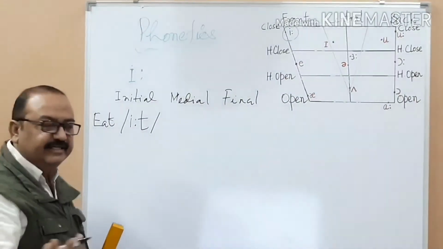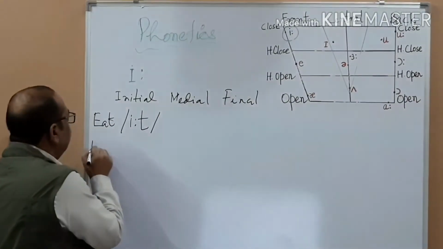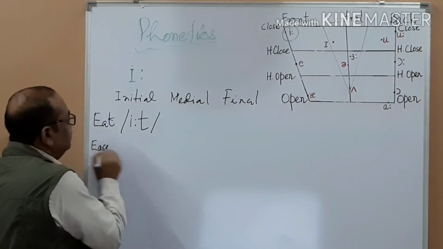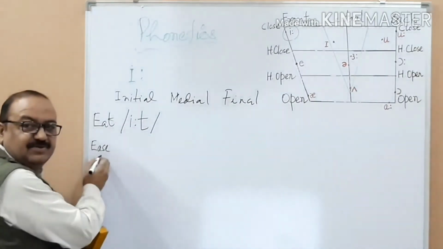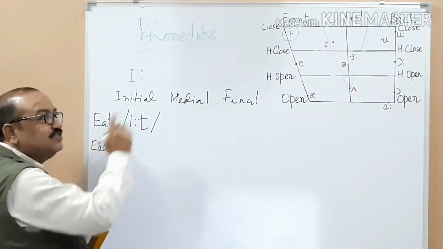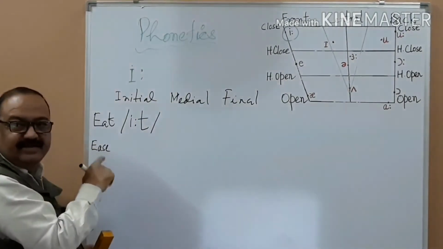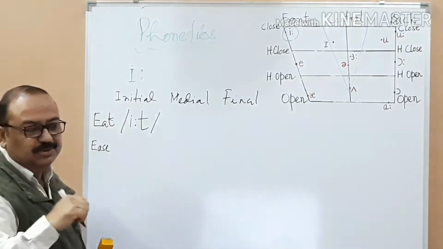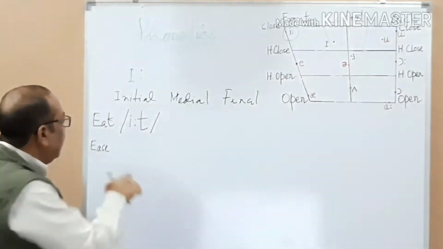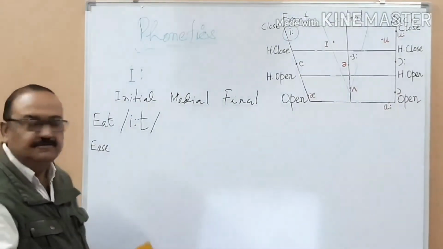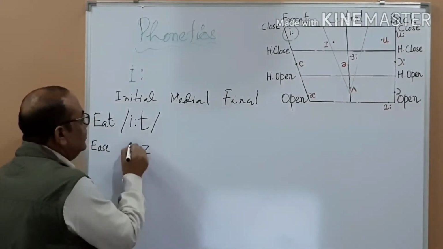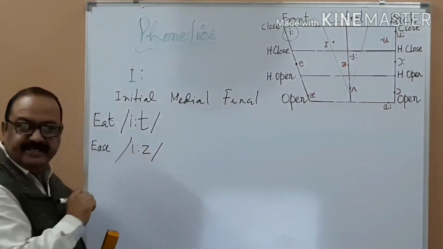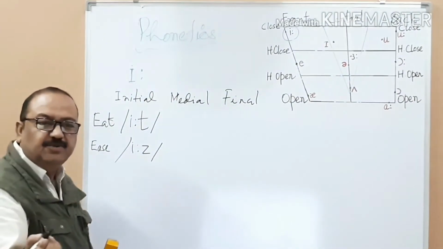Now, another word I take, ease. Now this is sa, but this is giving you za sound. That is why IPA symbols are required. That is why you need to study phonetics. If you say ease with an sa sound, this is wrong. This is how you transcribe it. Ease. Yes. Any other word?